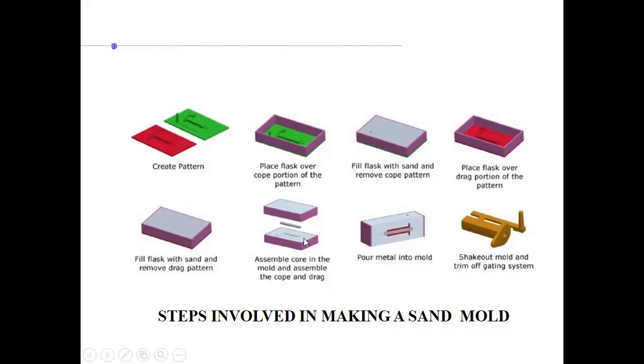Assemble the cope and drag in the sense, try to align these two, okay? Now, when you pour molten metal, that's what you get, right? All these are auxiliary components, accessories, right? Sprue, gating system, runner, etc. What was required was this, right? Or maybe this also. So shake out the mold and trim off the gating system, or that gating system will be trimmed off. So you get the casting.